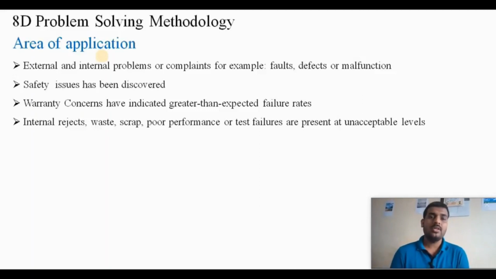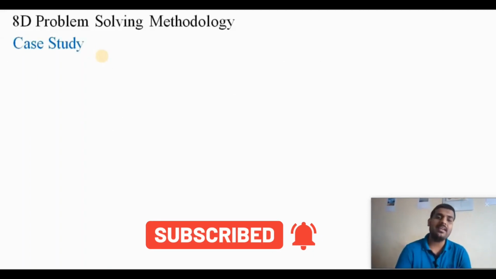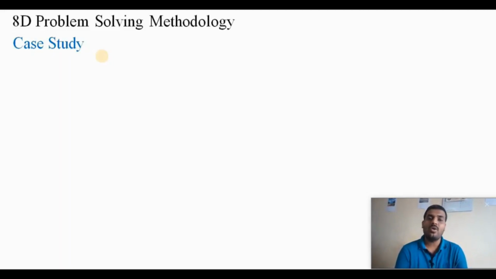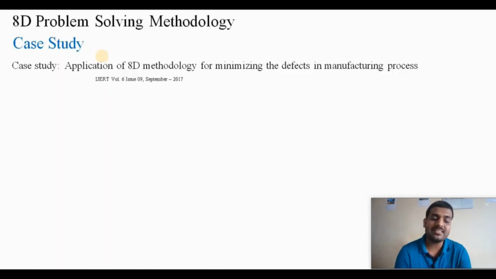Okay, now we will move ahead. As I already mentioned, I have added a few case studies for this 8D understanding. I have taken the case study on application of 8D methodology for minimizing the defects in manufacturing processes. This case study is from the IJERT journal. Here I would give you the disclaimer that you should not play with the facts and figures. This is only for your study purpose. Next, we have taken one sample 8D report based on axial runout of precision ring. The same disclaimer is here for the 8D report as well.